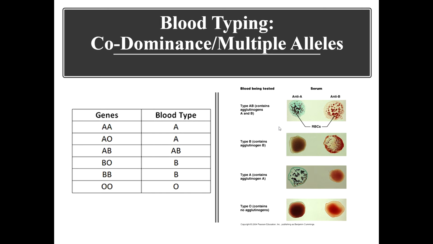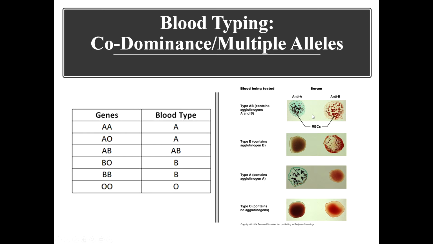So here's the thing about blood typing. Blood typing can disprove paternity. That is, it can show who's not the daddy, but it can't prove paternity. And so to do that, you would have to actually have a DNA test. But here's how it works.